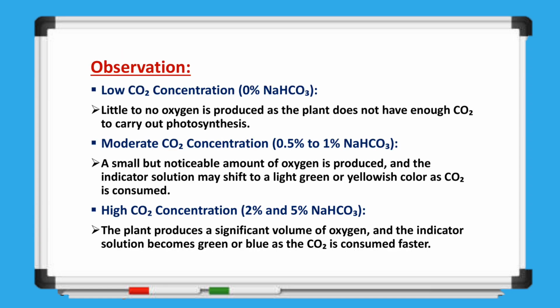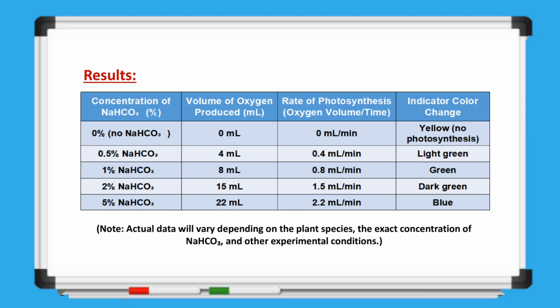Moving to the observations. When there is no carbon dioxide, meaning in the control solution, the plant barely produces any oxygen because it does not have the raw material needed for photosynthesis. When carbon dioxide concentration is moderate, such as 0.5 or 1%, we start to see more oxygen being released and the solution may turn light green. At higher levels like 2 or 5%, the plant produces much more oxygen and the indicator turns darker green or blue, which shows that carbon dioxide is being used up more quickly. Now let us look at the results.